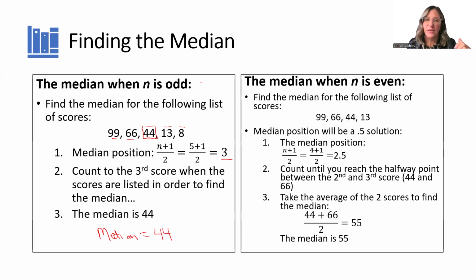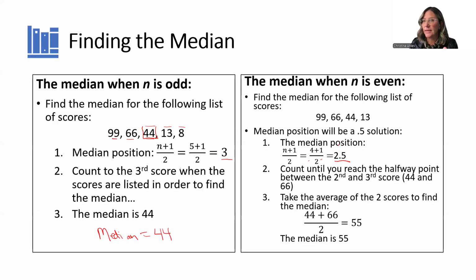Median is 44. There's no notation. Now, when we have an even sample size, as you'll notice, there's 4 scores: 99, 66, 44, and 13. So the median in this case will be a 0.5 solution. We take the sample size plus 1. There's a sample size of 4, 4 observations, plus 1 is 5. If we divide that by 2, you get 2.5.